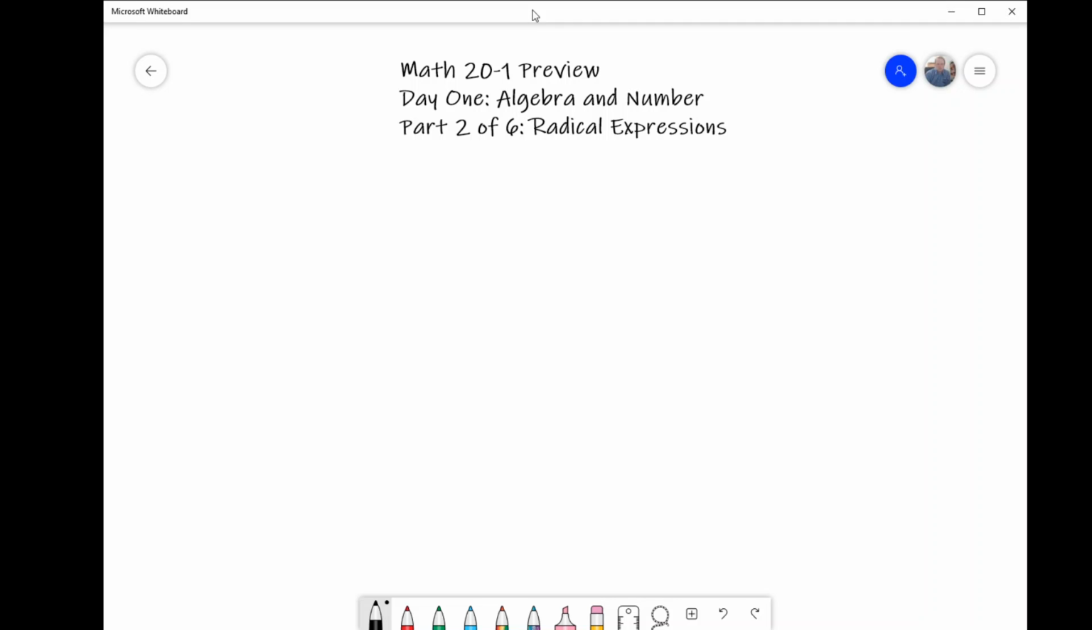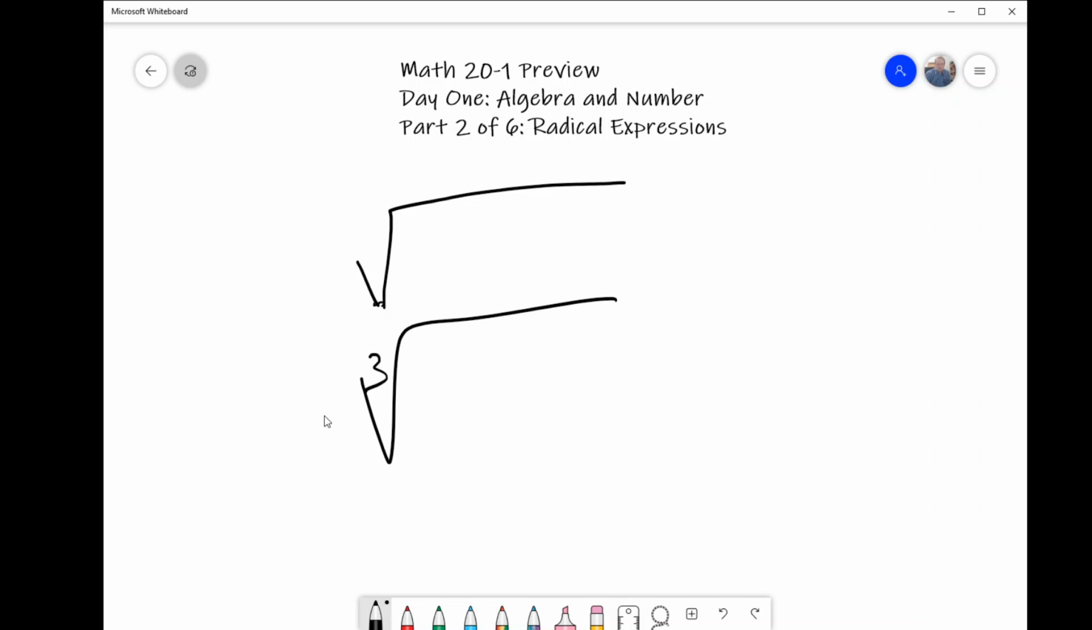The second topic that we are going to be dealing with in Math 20-1 will be radical expressions. So radicals are these signs. It could be square roots. We could be dealing with cube roots, fourth roots, fifth roots. A radical expression is one where instead of just having numbers inside this radical, you're going to have expressions or equations.